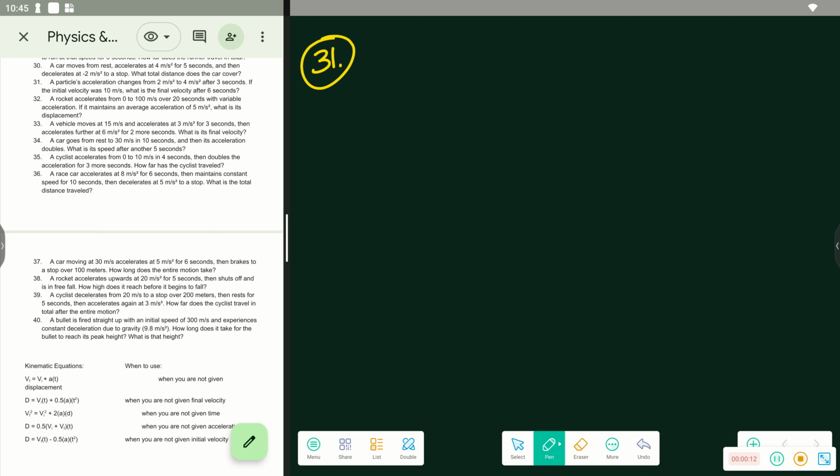31 says a particle's acceleration changes from 2 meters per second squared to 4 meters per second squared after 3 seconds. If the initial velocity was 10 meters per second, what is the final velocity after 6 seconds?